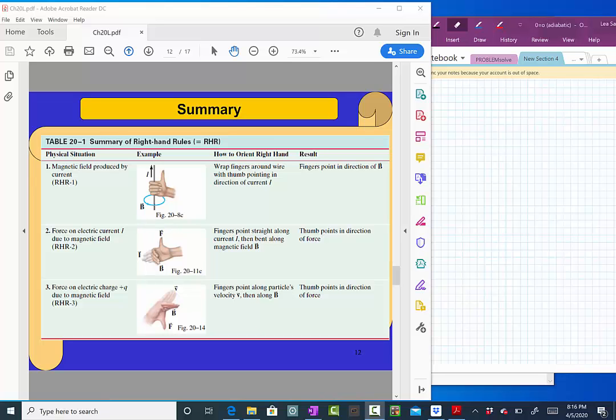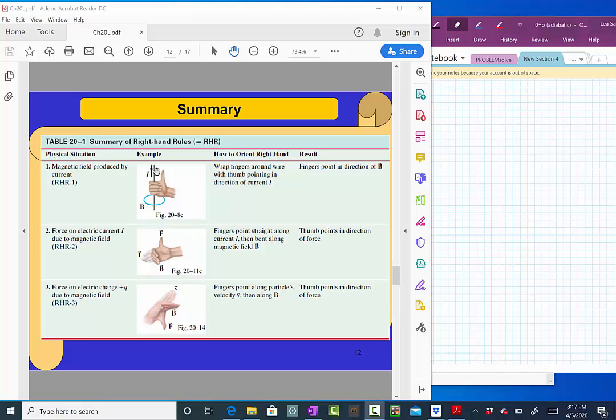Okay, in this slide, we have a summary of these right-hand rules that we talked about. The first right-hand rule was the one we used to get just the direction of the magnetic field. We talked about it briefly and we didn't use it much. We use the thumb to follow the direction of the current, and then our four fingers encircle the wire to give us the direction of the magnetic field. So the magnetic field lines are these circles around the current. That's all we talked about.